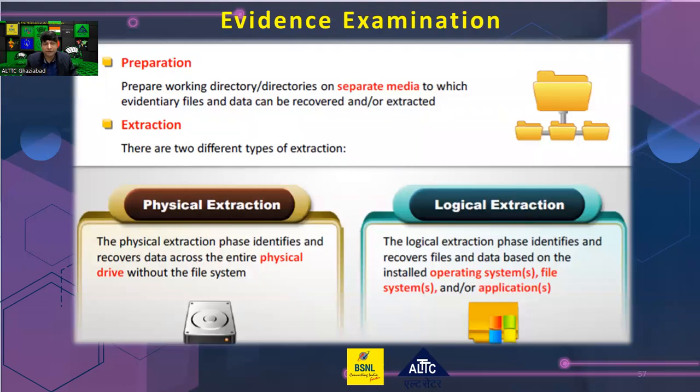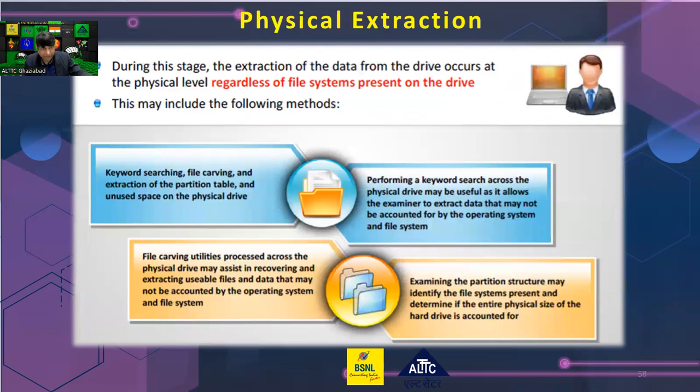Extraction: there are two different types of extraction, physical and logical extraction. In the physical extraction phase, identify and recover data across the entire physical drive without regard to the file system. And the logical extraction phase identifies and recovers files and data based on the installed operating system or application. Physical extraction: during this stage, extraction of the data from the drive occurs at the physical level regardless of the file system present on the drive.